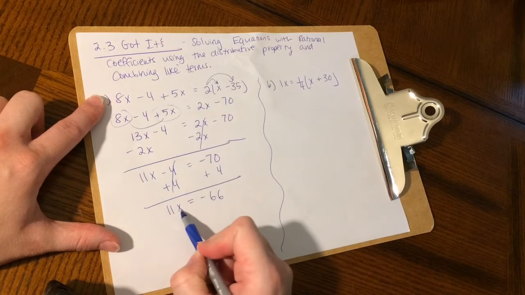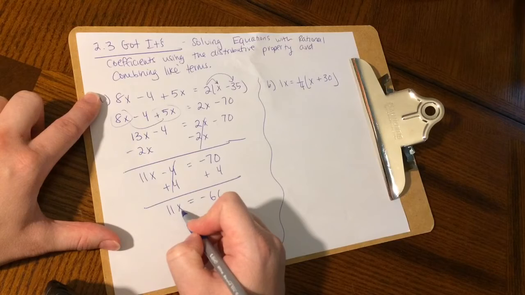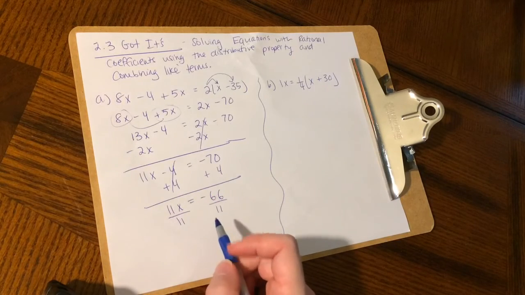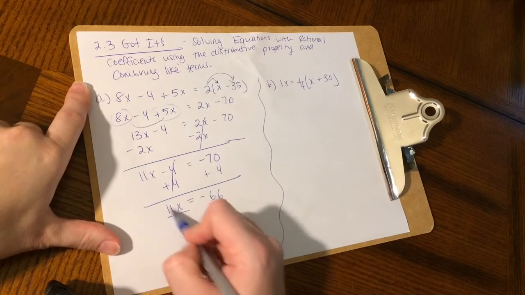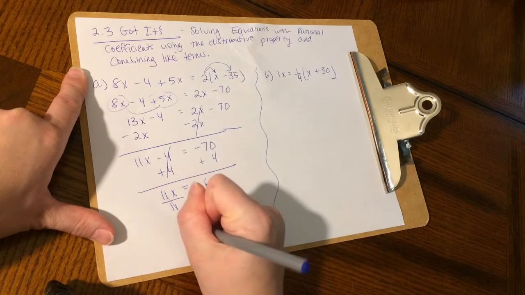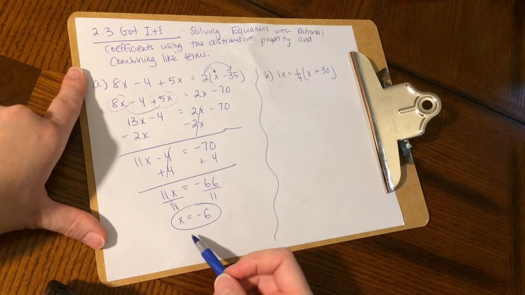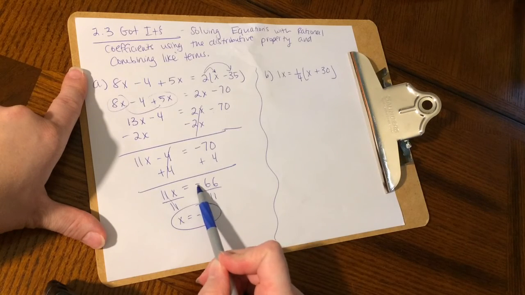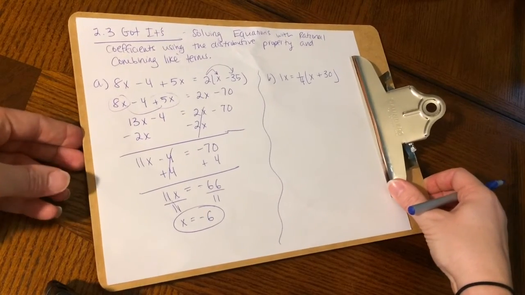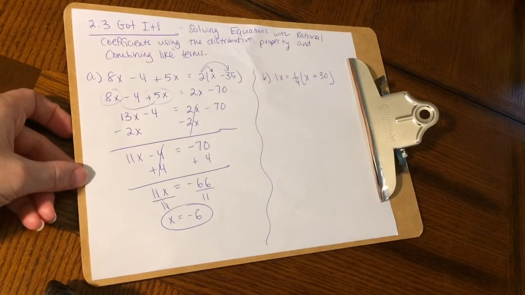My last step, I want to get x fully by itself, since it's 11 times x. To get rid of this 11, you divide using inverse operations. Divide both sides by 11. Those cancel out. And I'm left with x equals negative 6. Because a negative divided by a positive is a negative. Negative 66 divided by 11 is negative 6.